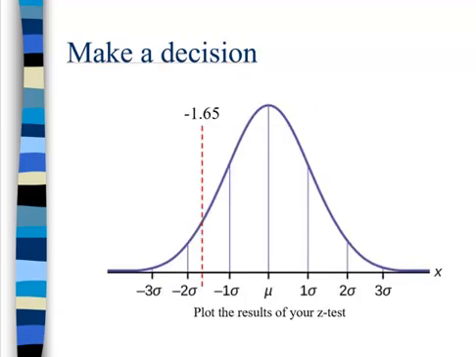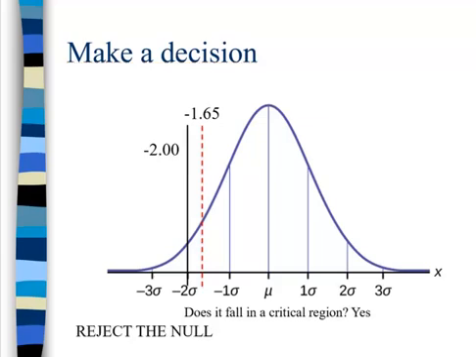Now you have to make a decision, right? Return to your normal curve that you plotted where your critical value is. Plot the results of your z statistic. Does it fall in the critical region? Indeed, our z statistic of negative 2.00 does fall into our critical region. So the correct decision is to reject the null.